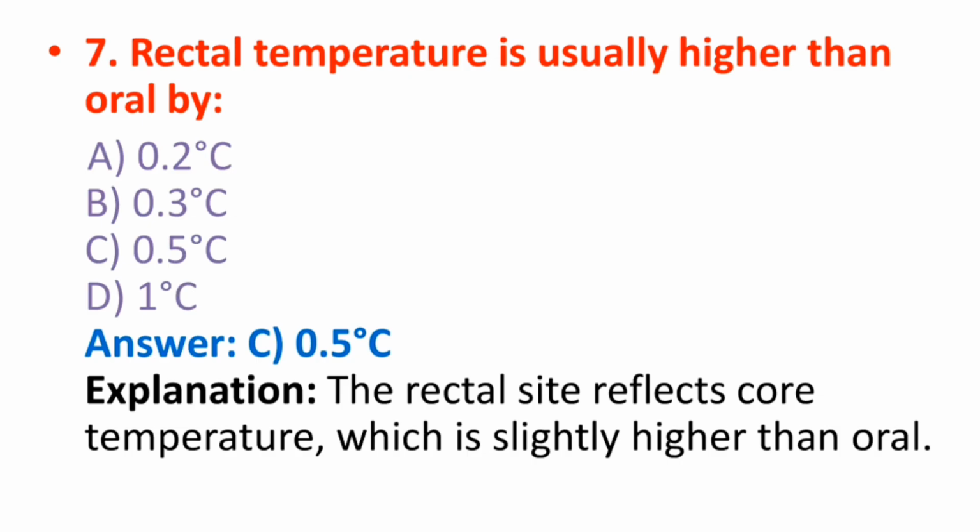Rectal temperature is usually higher than oral by: option A, 0.2 degree Celsius; option B, 0.3 degree Celsius; option C, 0.5 degree Celsius; option D, 1 degree Celsius. The correct answer is option C, 0.5 degree Celsius. The rectal site reflects core temperature, which is slightly higher than oral.